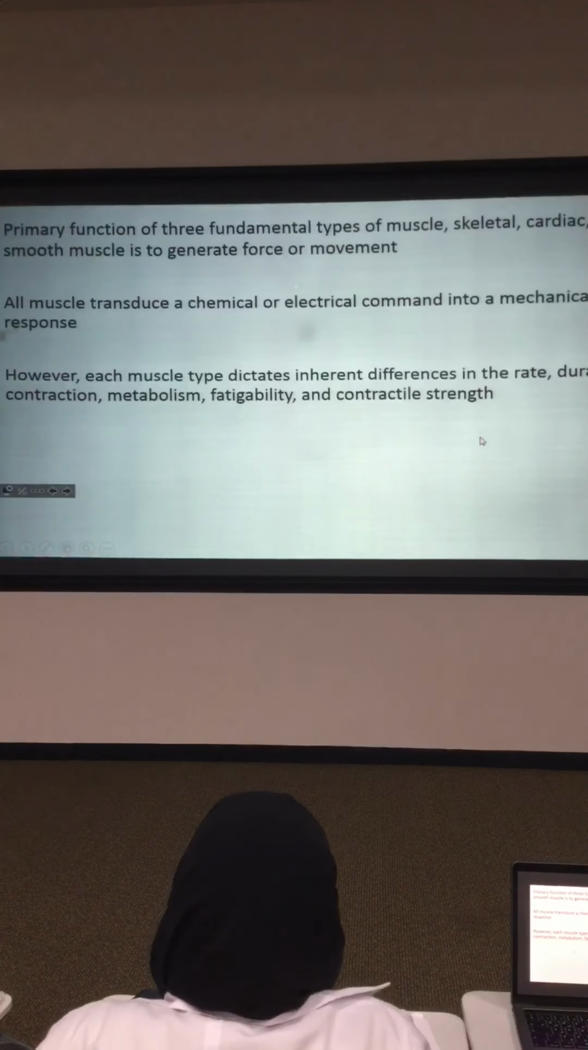When it comes to muscle, they use chemical and electrical commands and convert them into mechanical energy so that you will be able to move because of this. So that you will be able to support yourself against gravity. If this doesn't happen, locomotion would not have been possible.